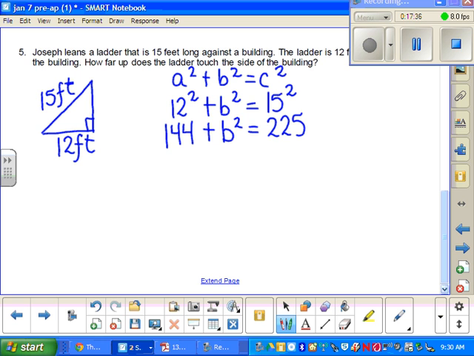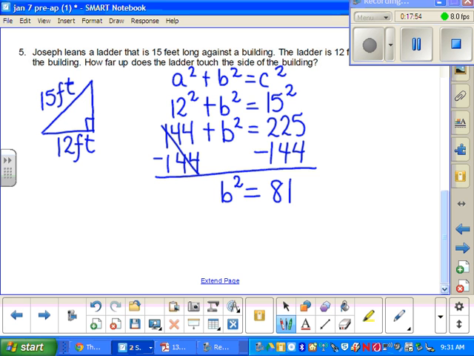So to get the b squared by itself, I'm going to subtract 144 from both sides. And I get 0 on that side, and then I have b squared all by itself equals 81. Now that's b squared, that's not b, so to find that side, or how tall the building is, I'm going to have to take the square root of both sides. So the square root of b squared is b, and the square root of 81 is 9. So the building would be 9 feet, or the ladder would be touching the building at 9 feet high.